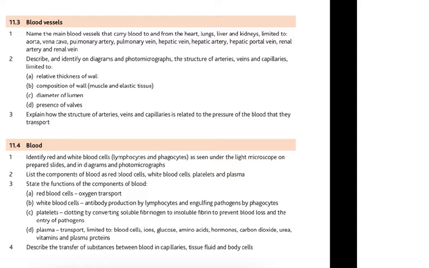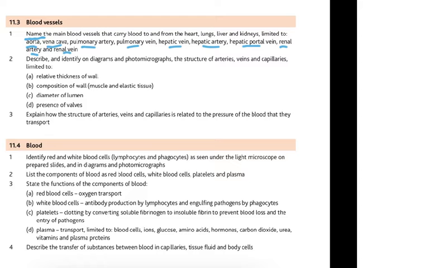So the first point is name the main blood vessels. When it says name, that means you have to know the names. The names of the blood vessels which you are supposed to identify are aorta, vena cava, pulmonary artery, pulmonary vein, hepatic artery, hepatic portal vein, renal artery, and renal vein. So you must be able to label them because it says name.